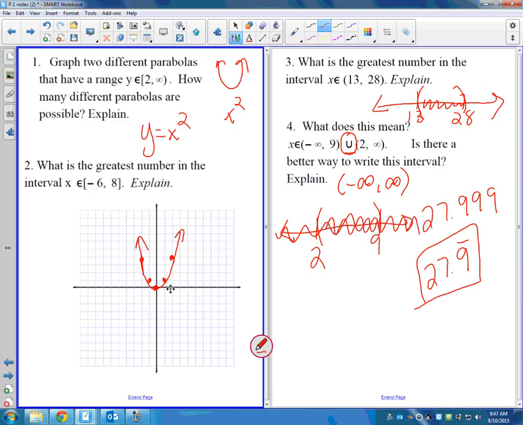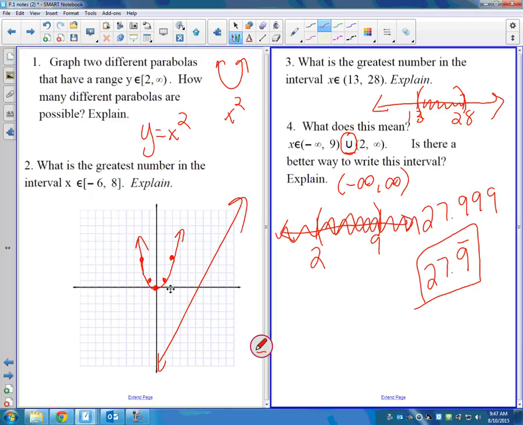What does range mean? What am I talking about if I ask you for the range? The y's, right? Where is y included on this graph? On a linear line, like if I drew a line like this, the range is all real numbers because one arrow goes up forever and one arrow goes down forever, so every y is included, so the range is all real numbers.